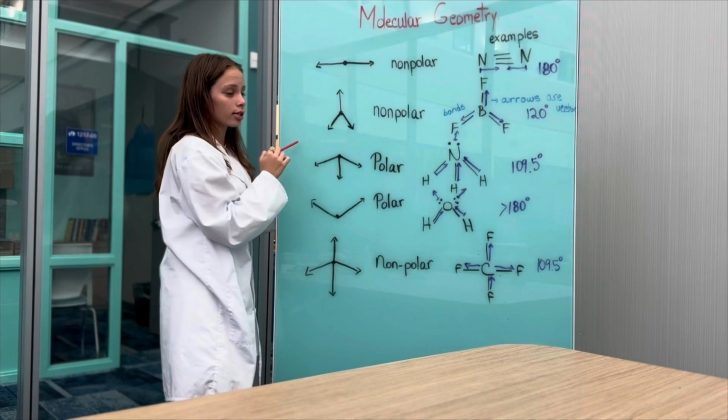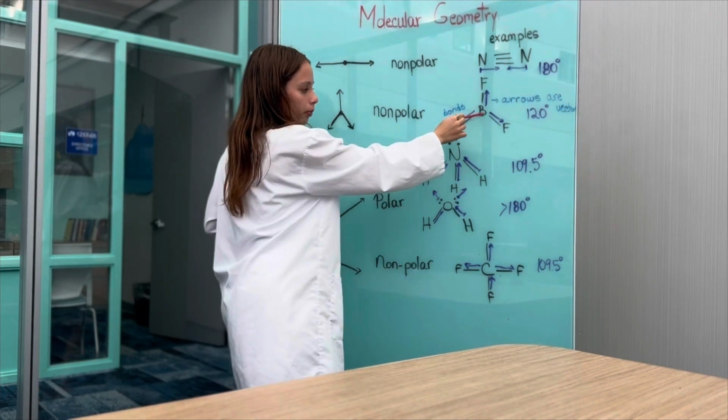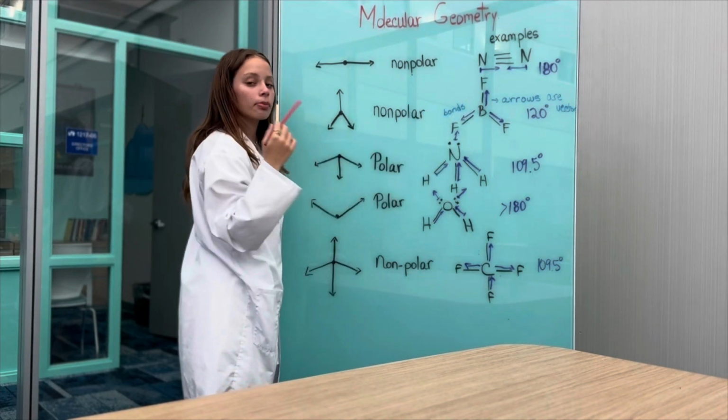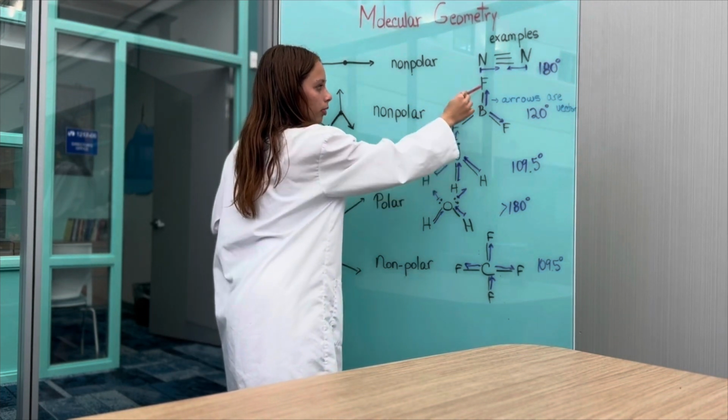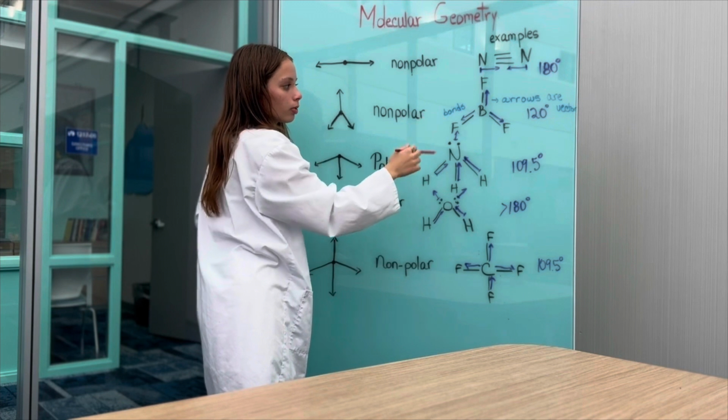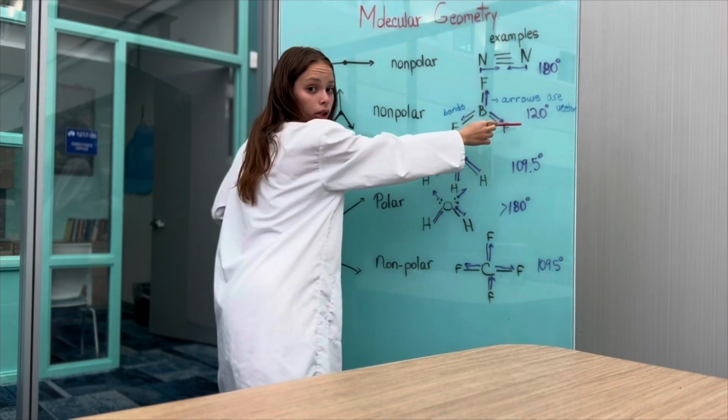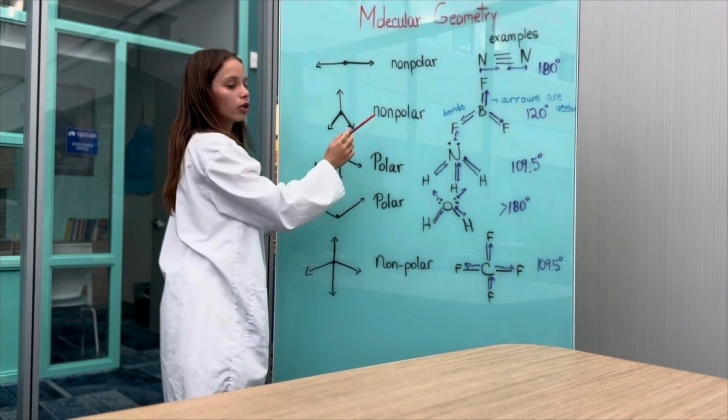In the second example, we have boron, which is pointing to the fluorine, the most electronegative element in the molecule. Since they are the same bonds, they're going to be cancelled out. With an angle of 120 degrees, they're going to be cancelled out, so it's going to be a non-polar molecule.